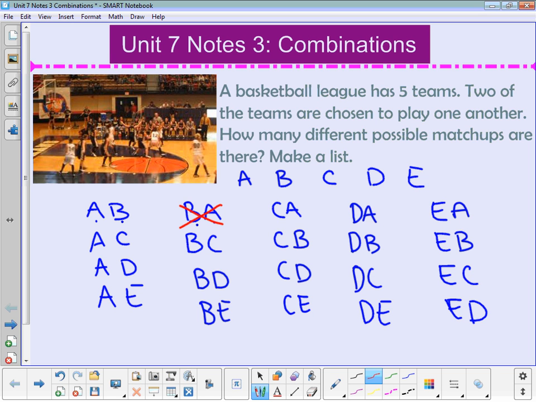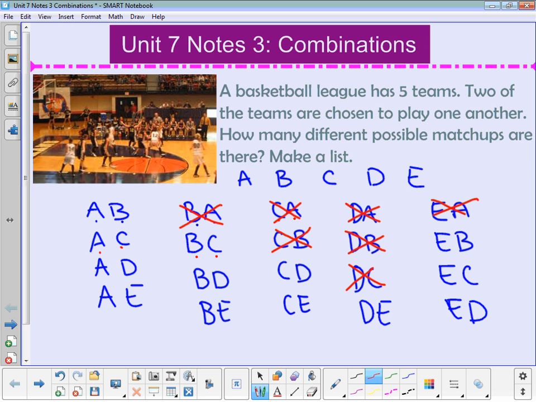Also, I have C and A and A and C. Again, they're the same thing. We don't need them. I've already got BC with CB the same, so I'm going to get rid of it. DA is the same as AD. I'm going to get rid of it. DB is the same as BD. Get rid of it. DC is the same as CD. Get rid of it. Over here, I've already got A with E, so EA is gone.